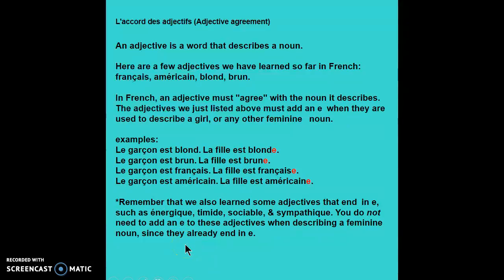So we also learned some adjectives that already end in E, such as énergique, timide, sociable, sympathique. Because they already end in E, you do not need to add an additional E to these words if you are describing a girl.